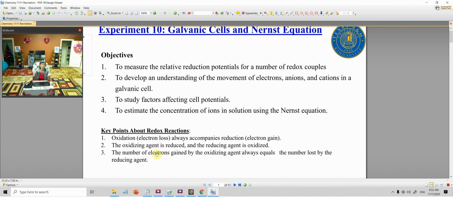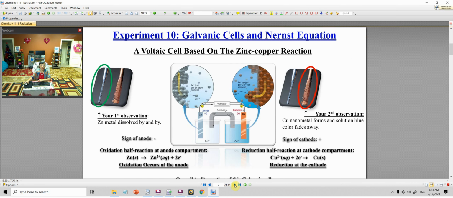The number of electrons totally gained by the oxidizing agent and the number lost by the reducing agent are always the same. If you lose 2 electrons and gain 3 electrons, you are totally involved in 6 electrons transfer, 2 times 3.